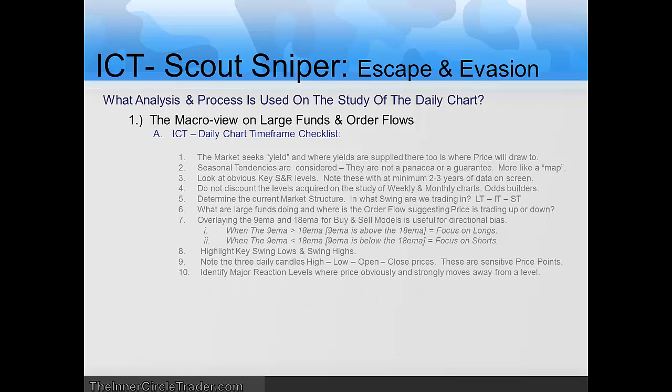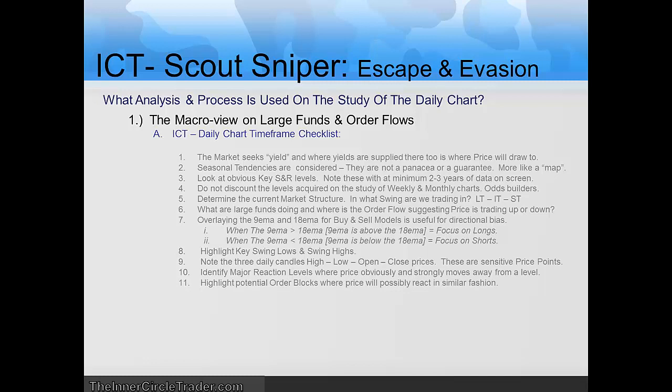Identify major reaction levels where price obviously and strongly moves away from a particular level. Okay, that's the footprint we're looking for. When we see that, we know we have institutional sponsorship. So when we have the first pullback, that's what we buy. Or if it's a decline, the first rally up, okay, that's when we look to sell into.